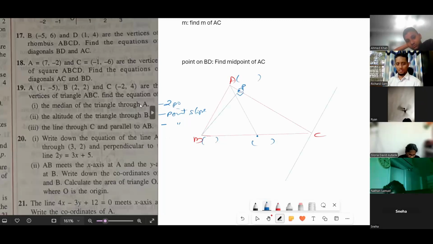Okay, so I've written the answer. For the first question, we have to find the equation of A to the midpoint here. Let's call this M. So equation of AM. So we have A as a point, M we also have to find. So we can use the 2-point formula.